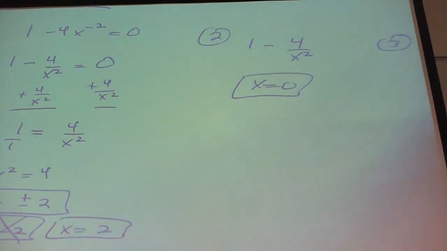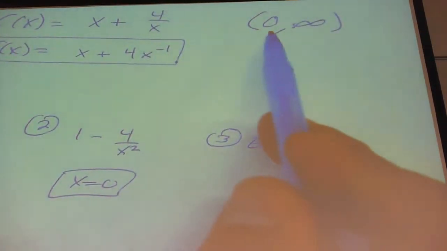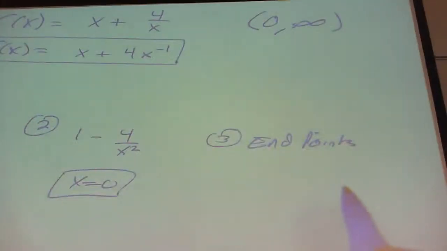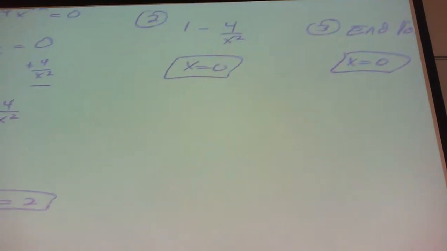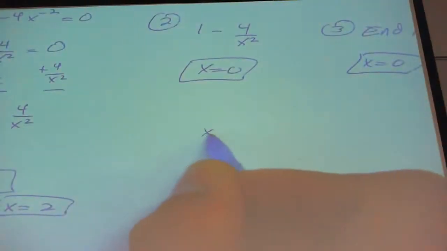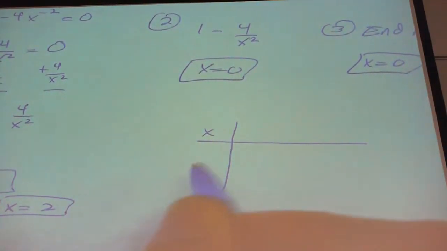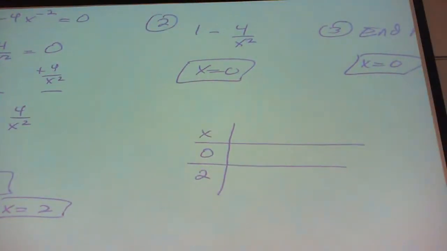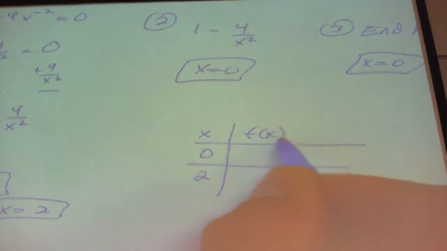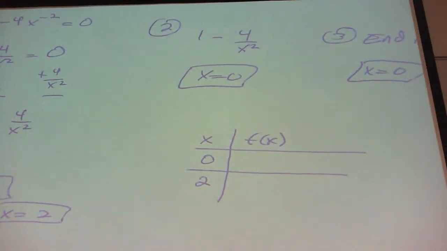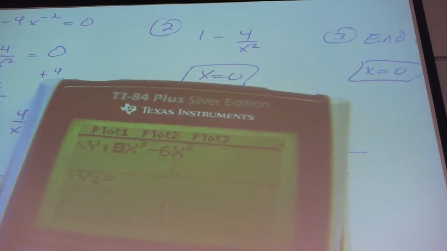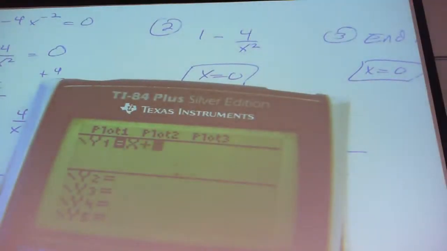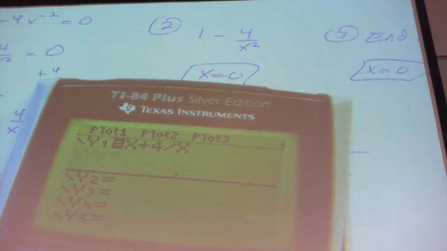And then the third step, look at the domain. Look at the endpoints. And my endpoints are 0 and infinity. What's the only number I can check? 0. So after all this work, what numbers am I going to go check? 0 and 2. And where am I going to plug it into? The original. So in my calculator, I'm going to type in my original. My original is x plus 4 divided by x.